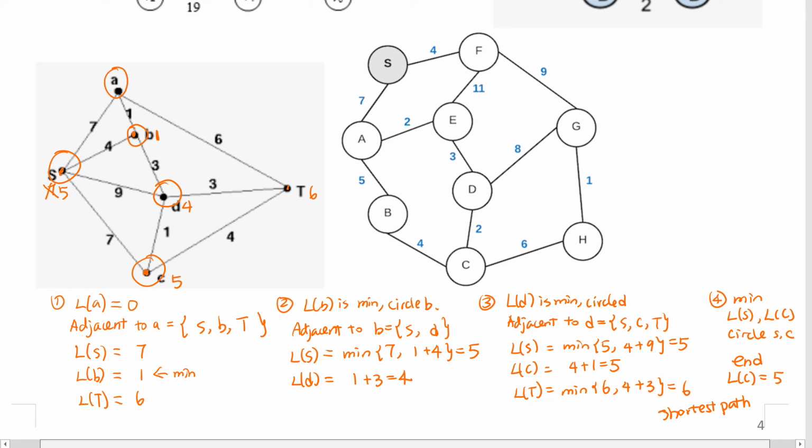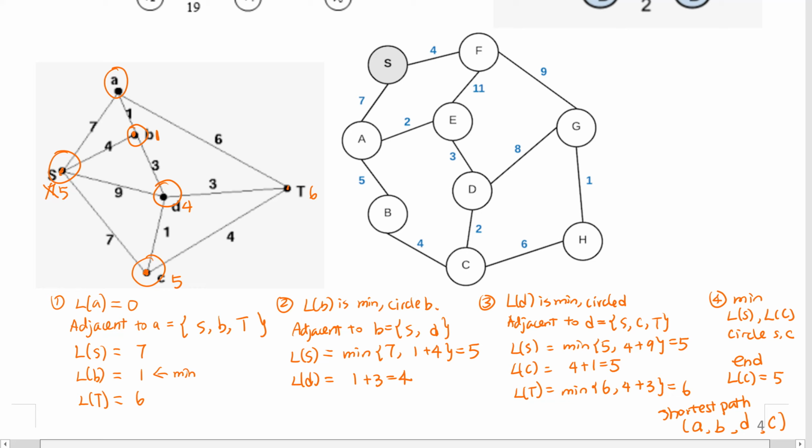Well, the shortest path is, okay, you have C, you go back. How do you get to C? From the D, right? How do you get to D? From B. How do you get to B? From A. So far, so good.